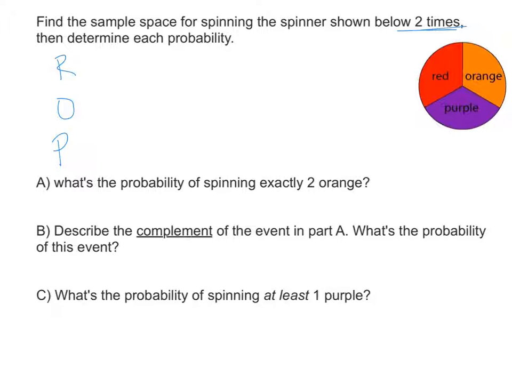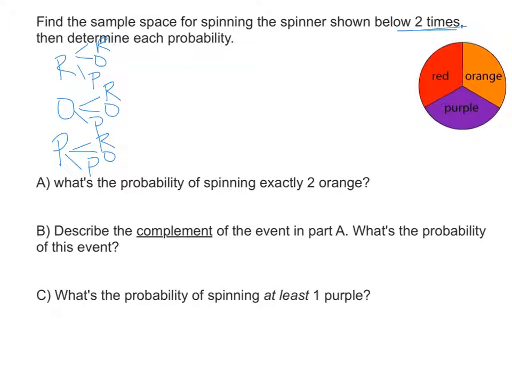And then off of each of those, you want to give all the possibilities of what could happen on the second spin. So if I spun red first, then I could get another red, or I could get an orange, or I could get a purple. If I spun orange first, I could then get a red, then get another orange, or then get a purple. And finally, if I spun purple first, I could get a red, an orange, or another purple.